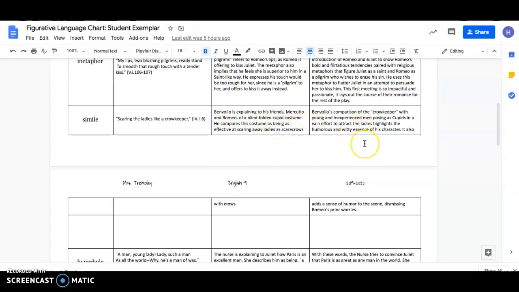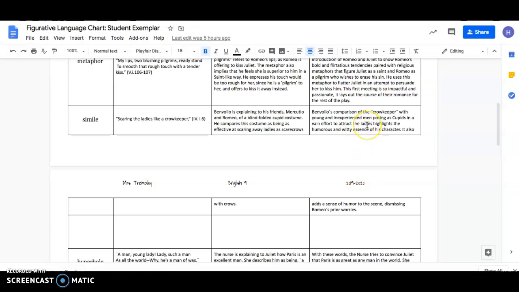And you go to this column, now we're trying to think about why it's used. Benvolio's comparison of the crow keeper with young and inexperienced men posing as Cupid in a vain effort to attract the ladies highlights the humorous and witty essence of his character, right? So sometimes a simile might be used to enhance a character, to characterize. Sometimes it might be used as referencing a theme or foreshadowing something, or somehow mentioning something in the plot line. So you can think about all the different ways it might impact a text or impact the audience.